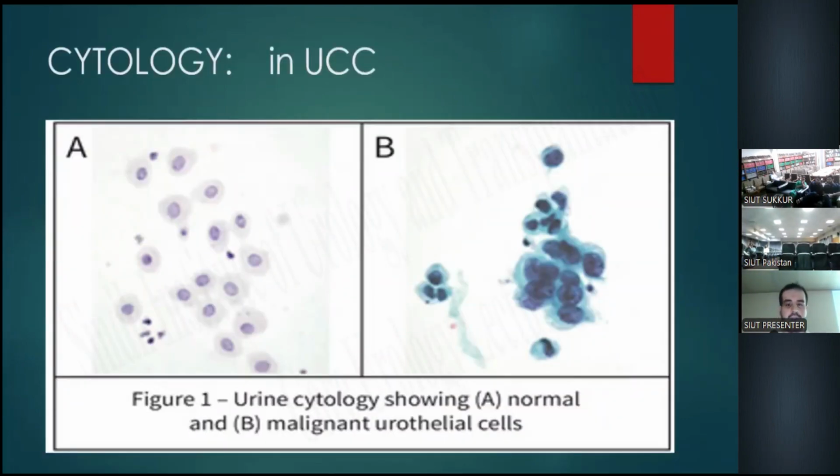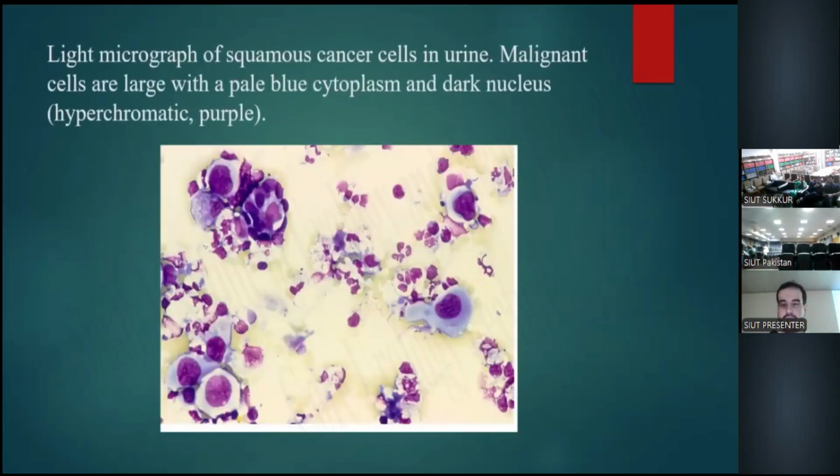So this is a cytological slide in urothelial carcinoma. In figure A, it's normal cells, and in figure B, it's the abnormal or malignant urothelial cell. And in the next slide, we see the characteristics of these cells. There is a squamous cancer in the urine. The malignant cells are large with pale blue cytoplasm, and you can identify them by the dark nucleus, which is hyperchromic.